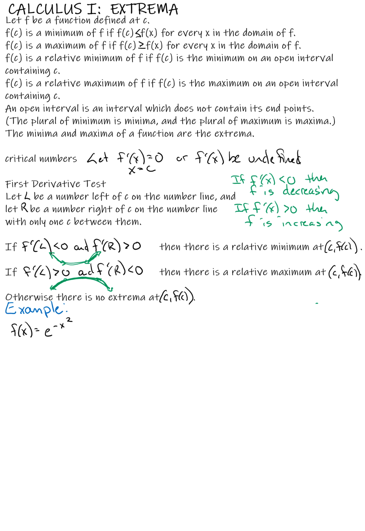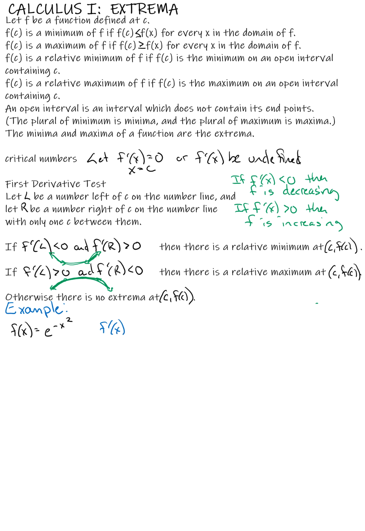All right, well, let's take a look at an example here. Suppose f of x is equal to e raised to the negative x squared. So notice the negative is not squared, it's just the x that is squared. First thing I like to do is go ahead and figure out, well, what is f prime?